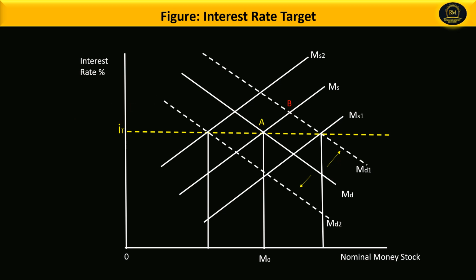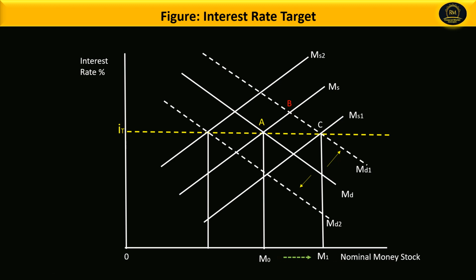At point B, the interest rate was more than the targeted level. So the central bank intervenes and increases the money supply. The new equilibrium comes at point C. At point C, the interest rate target was achieved, but it was achieved at the cost of money supply. The money supply increased in the economy from M0 to M1.